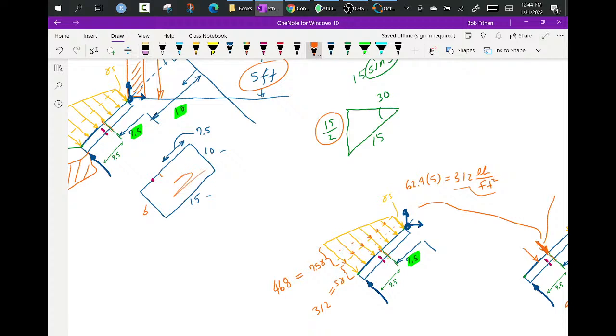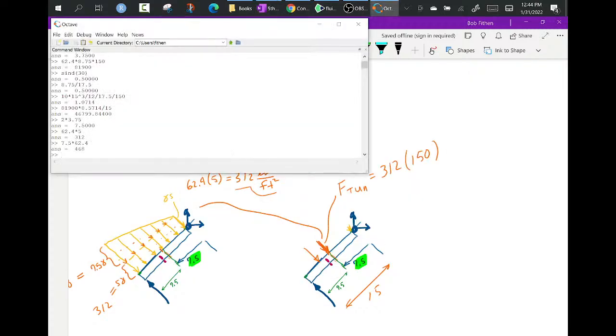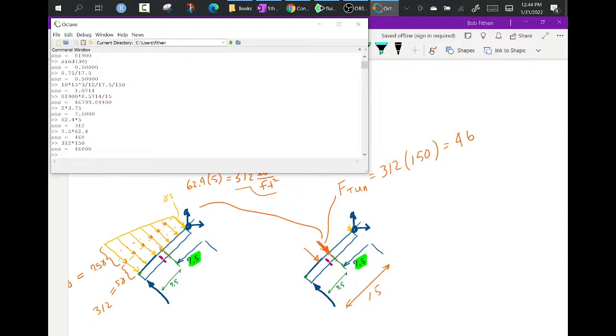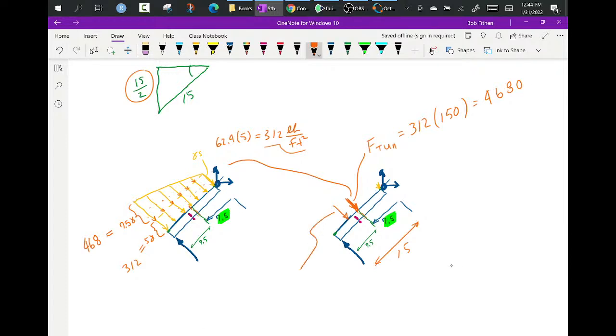A uniform load put on this object is a total force due to the uniform load of 312 times 150, which becomes 46,800. Now, we want to know this load. To do that, we have to have that area.